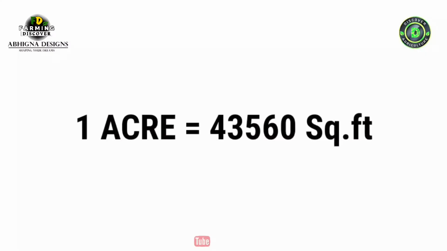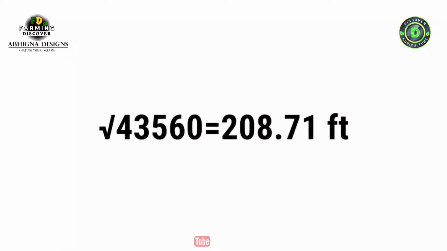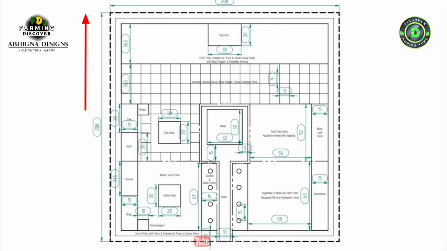Final result: 1 acre means 43,560 square feet. The square root of 43,560 is 208.71. So I took 208 feet as sides. While I am explaining, I don't mention measurements. I will give the entire design download link in the video description.